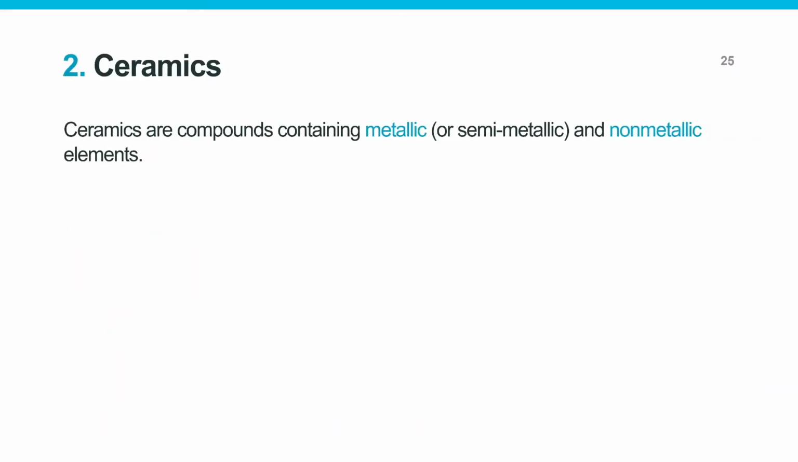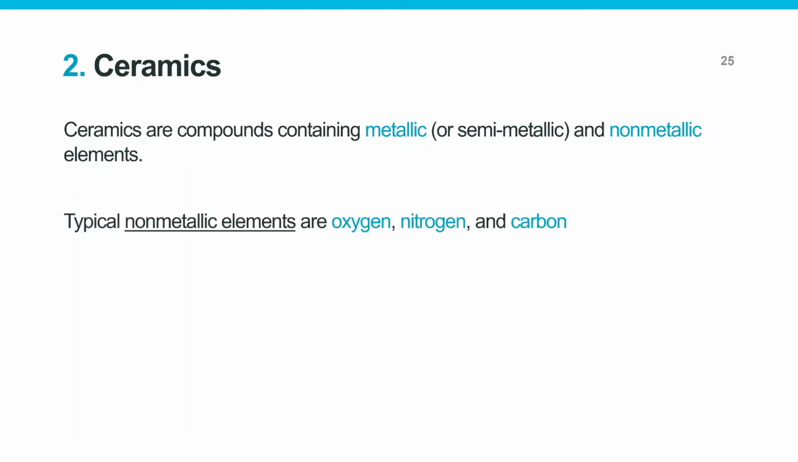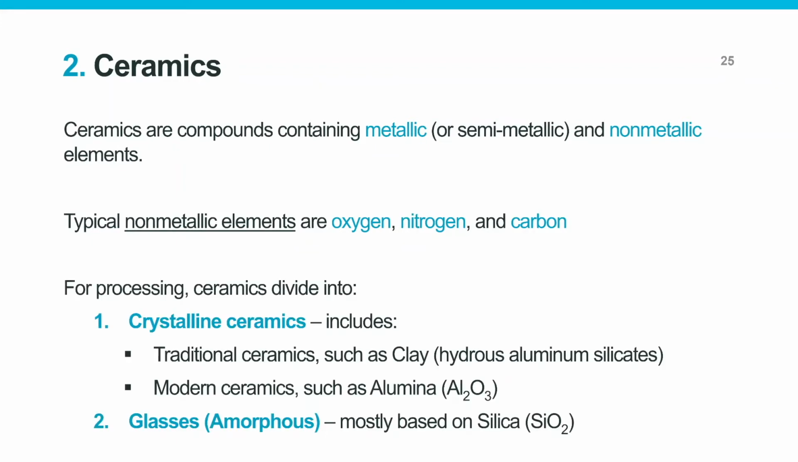Ceramics are compounds containing metallic, semi-metallic, and non-metallic elements. Typical non-metallic elements are oxygen, nitrogen, and carbon. For processing, ceramics divide into two categories: the crystalline ceramics and glasses. Crystalline ceramics are much stronger than glasses. However, glasses are transparent.